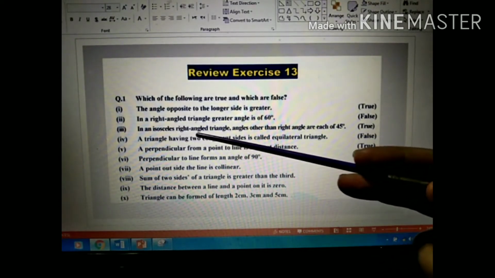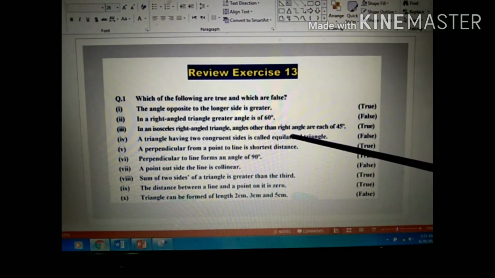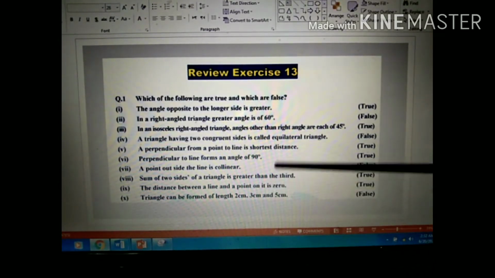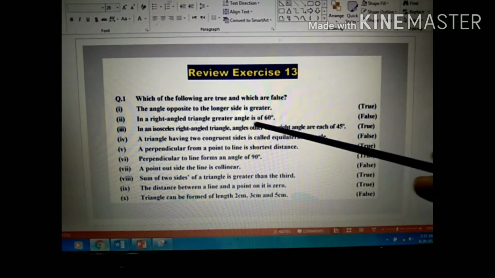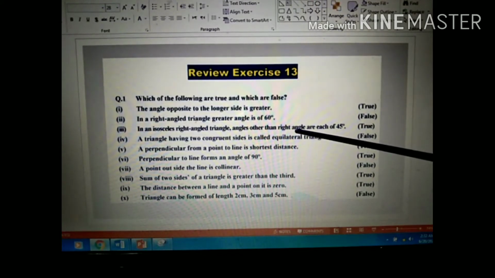In an isosceles right angle triangle, the angles other than the right angle are each 45 degrees. Exactly. If you have both isosceles and right qualities in one triangle, then the third angle is 90 degrees. The third angle is the right angle, 90 degrees, and the other two are always 45 and 45.